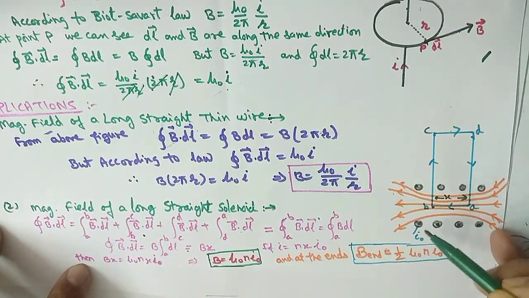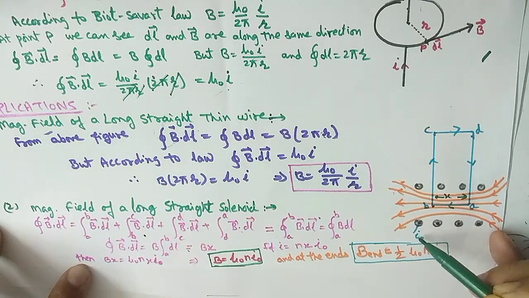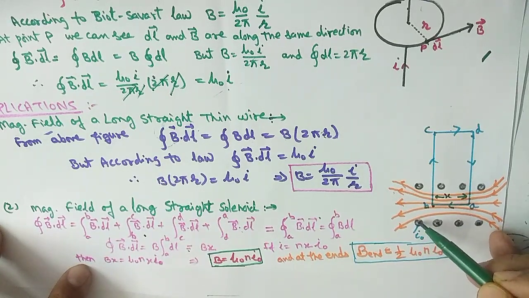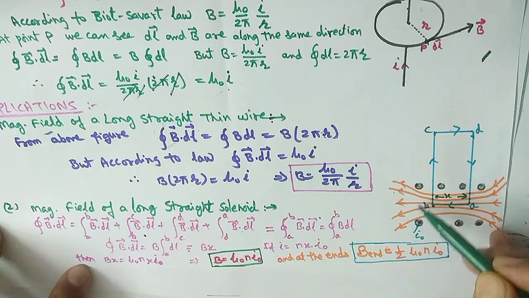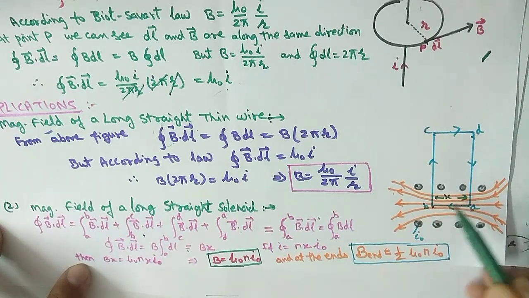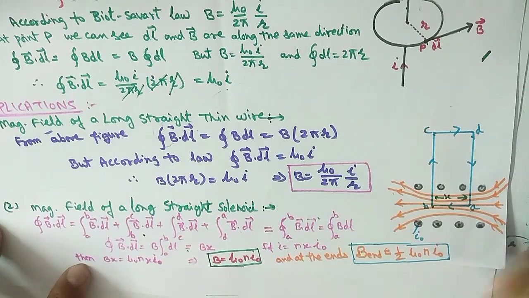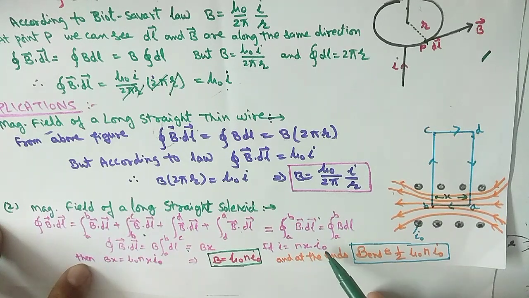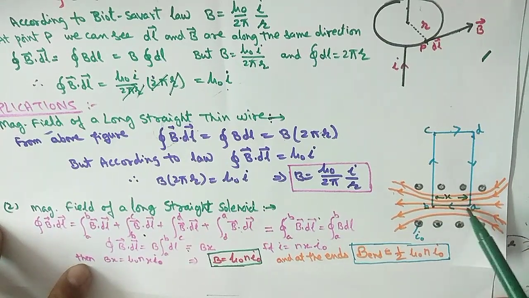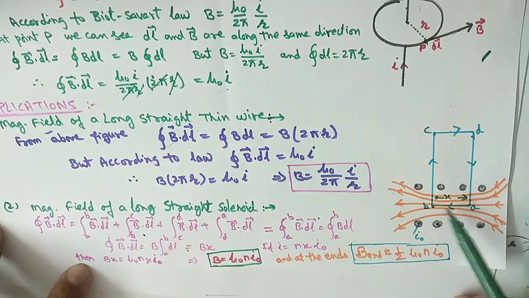And if I naught is the current passing through each wire, and x is the length, and there are n turns of the wire in the solenoid, then the total current passing through this solenoid is equal to n x I naught. I naught is the current in each coil turn, x is the distance over which it is flowing, and n is the number of turns.